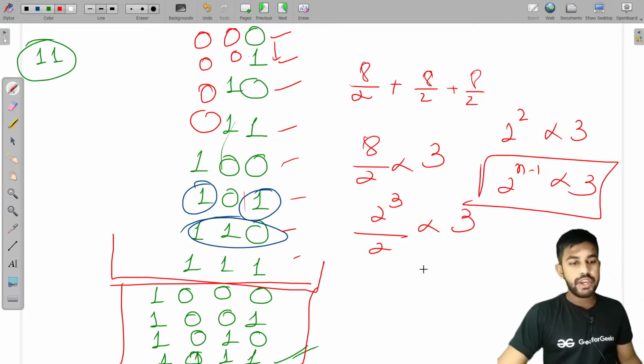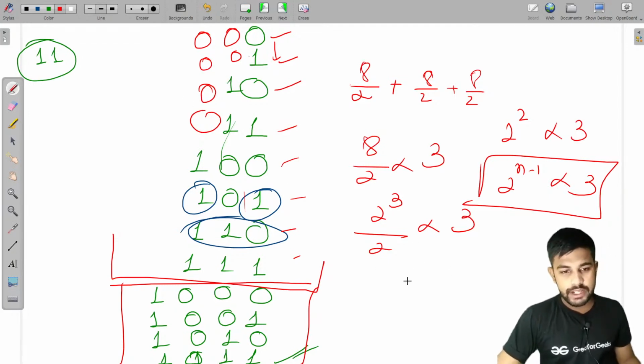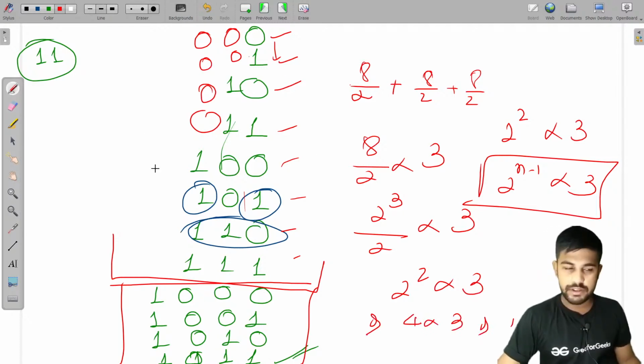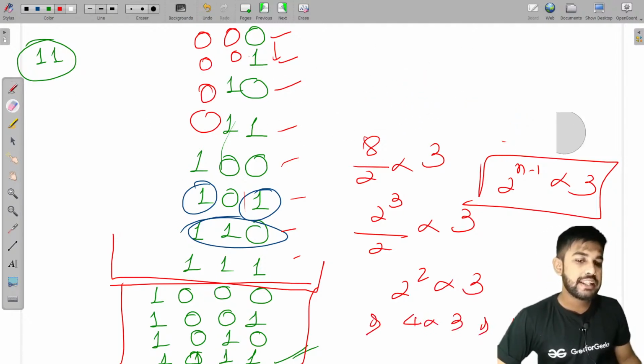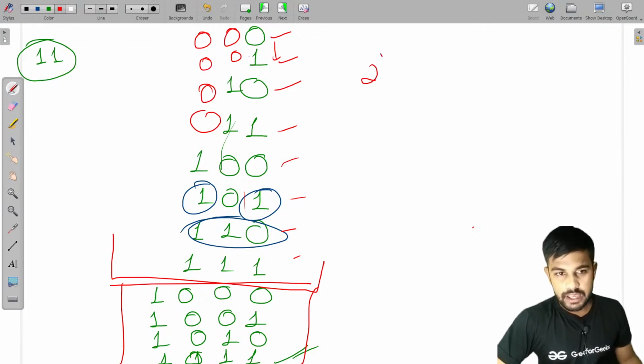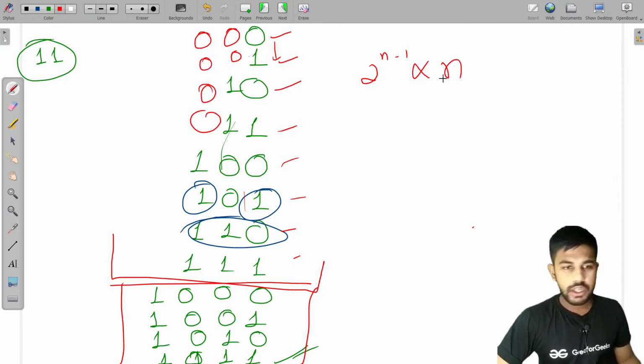Okay. So we can see, how many numbers do we have? We have total 2 to the power 2 multiplied with 3, that is 4 into 3, that is 12. So we have 4, 4, 4, that is 12 itself. So we can see that for the highest power of 2 till this point, we can calculate the value as 2 to the power n minus 1 multiplied with n. Okay, good to go.